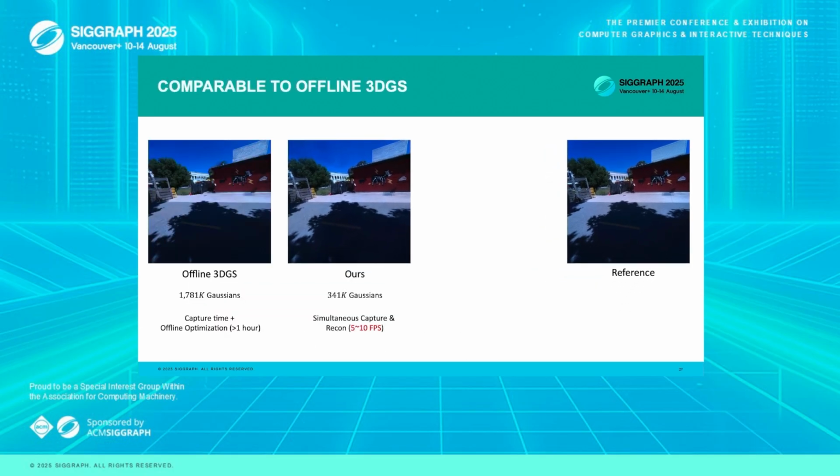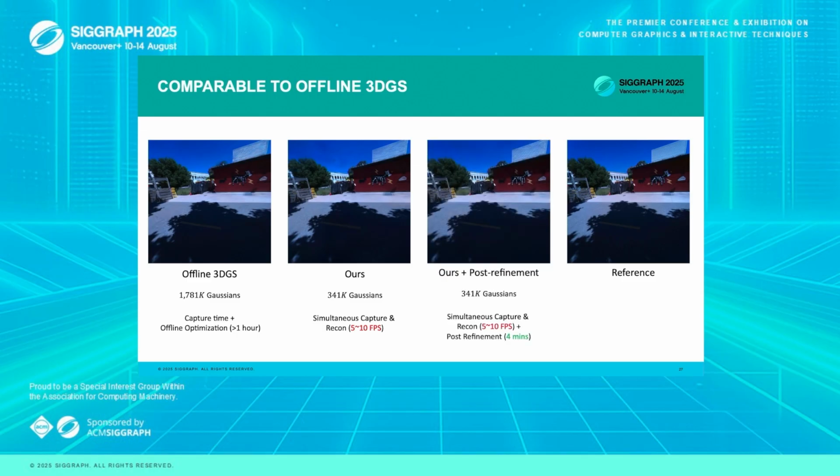Here is an interesting example. The offline 3DGS runs with 1.78 million Gaussians and is optimized for more than 1 hour, setting a very high quality bar. Our online system uses only 341K Gaussians, but it runs at 5 to 10 FPS and has already captured most of the details. With a brief post-refinement taking about a few minutes, we further close the gap. You can see the PSNR number here.